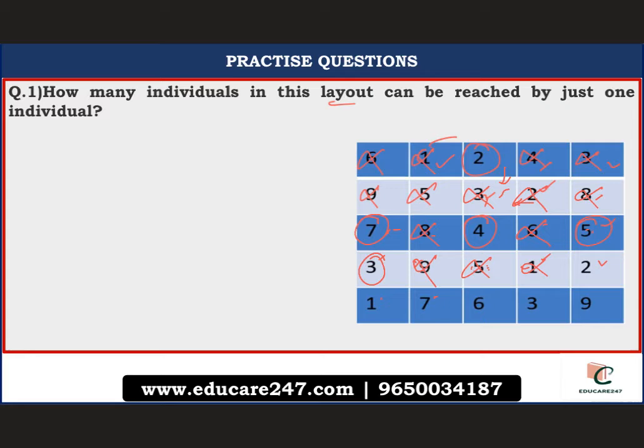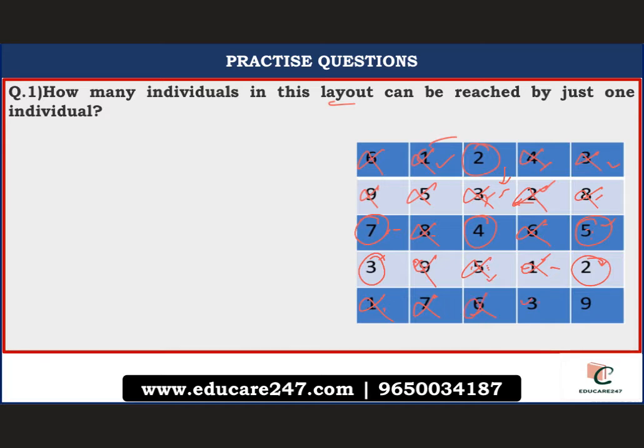Let us check for 2, all right. This 1 can reach 2, 5 cannot, 9 cannot, hence this is another individual where only one individual can be reached, right. Let us check this square now. 1, anyway no one is going to reach 1 because it is already at the lowest height, all right. Let us check for 7. 6 can reach 7, 1 can reach, eliminated. Let us check for 6. 3 can reach, 5 can reach, eliminated.